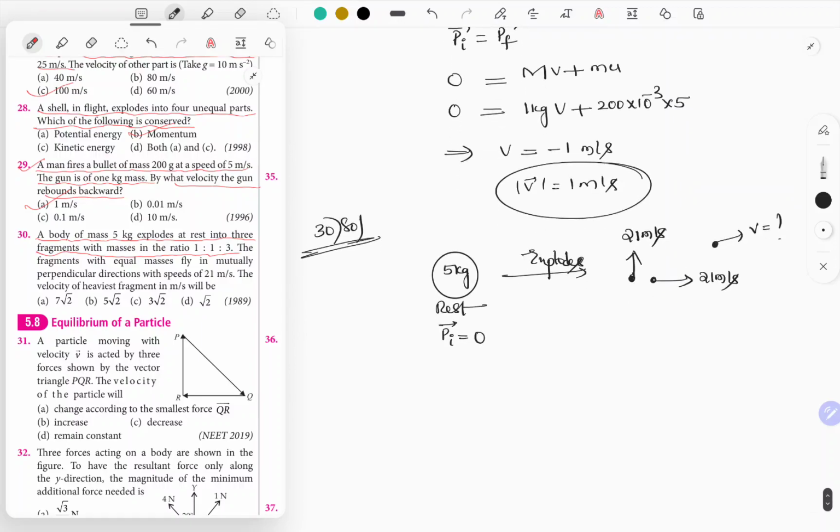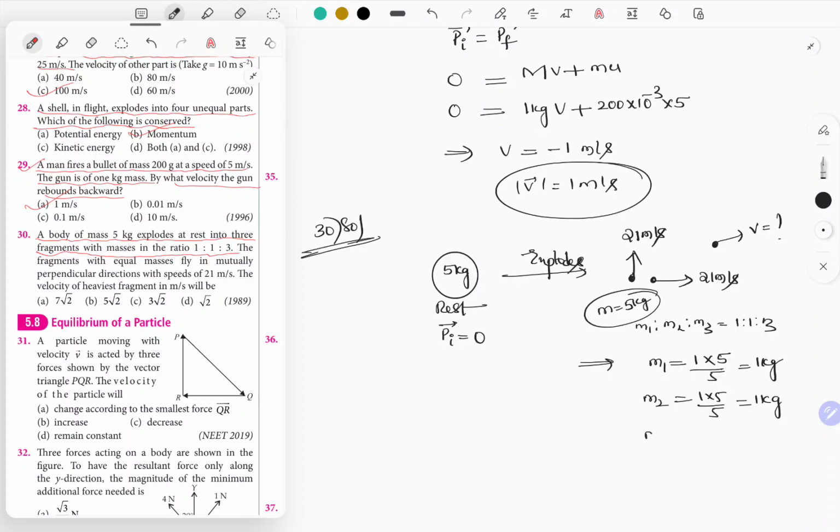I told you how to find the mass of the individual object. They have given ratios m1 is to m2 is to m3 is equal to 1 is to 1 is to 3. So m1 is equal to 1 into the total mass of the object, 5 kg, divided by 5, which is equal to 1 kg. Next m2 is equal to 1 into 5 divided by 5, which is 1 kg. Again m3 is equal to 3 into 5 divided by 5, which is equal to 3 kg. These are the masses of the individual particles. Let me say this is m1, this is m2 and this is m3.